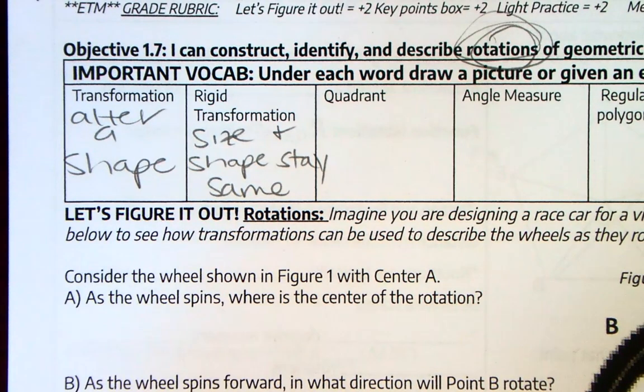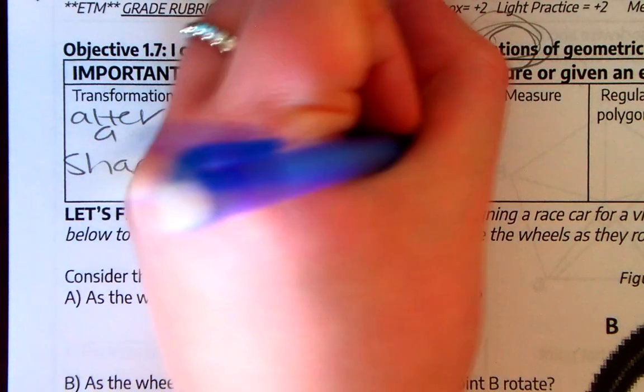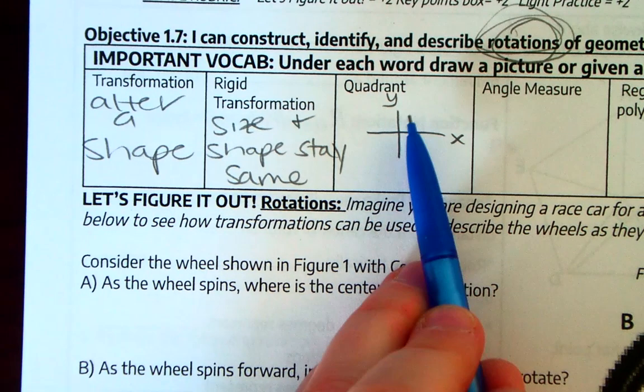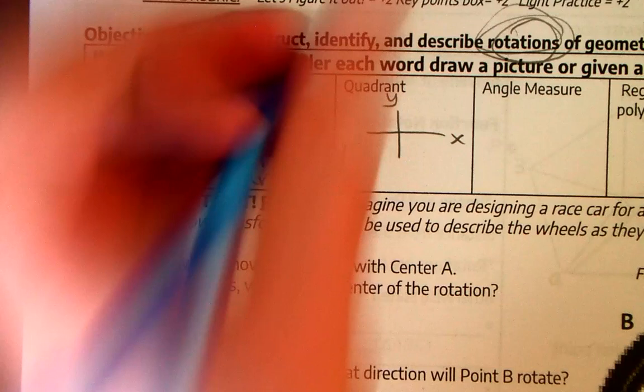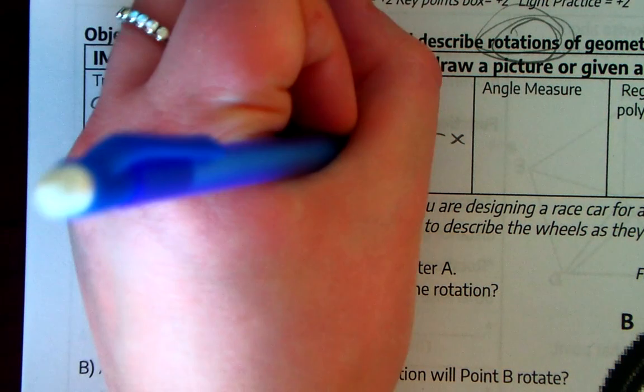Now, when we do rotations, we're going to use quadrants on that coordinate plane. So when we look at a coordinate plane, where we take that flat x-axis and that vertical y-axis, it splits it into 1, 2, 3, 4 different what we call quadrants. The first one we label with 1. This is quadrant 2. This is quadrant 3. This is quadrant 4.